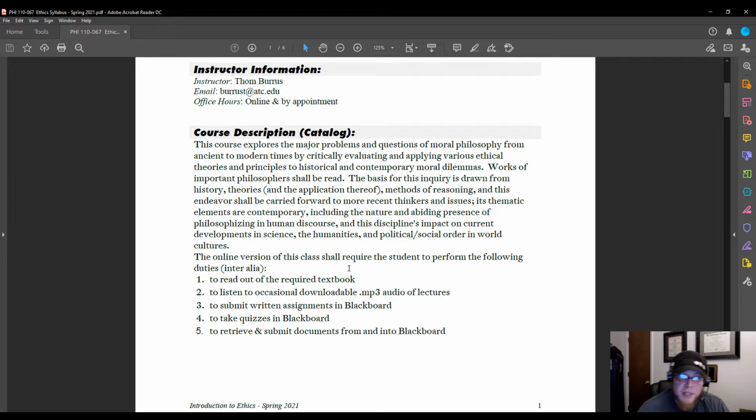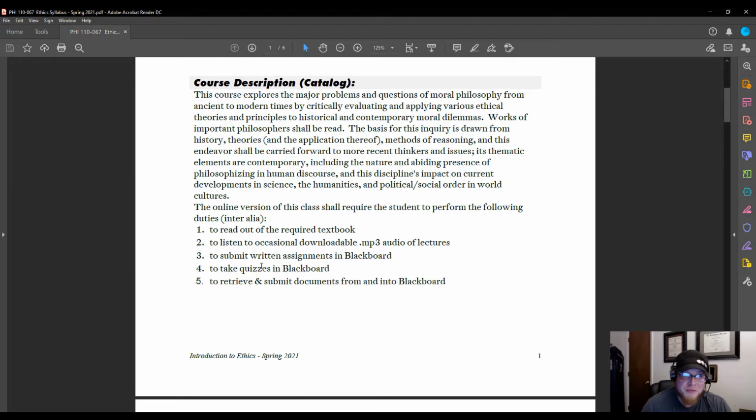Now, the online version of this class is going to require you, the student, to perform the following duties. You're going to have to read out of the textbook. You're going to listen to the occasional downloadable MP3 audio of lectures. You're going to submit written assignments in Blackboard. You're going to take quizzes in Blackboard, and you're going to have to be able to retrieve and submit documents from and into Blackboard. So I'll talk about that in a little bit as we get into the particulars.